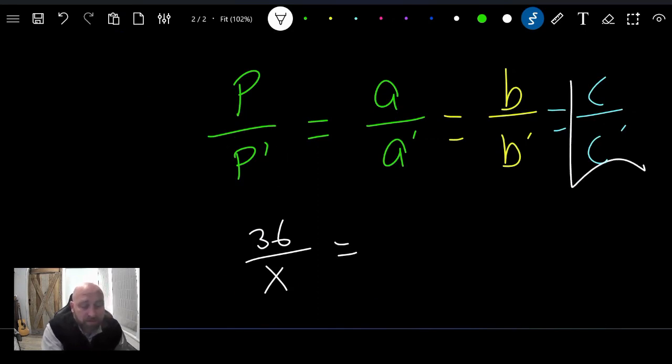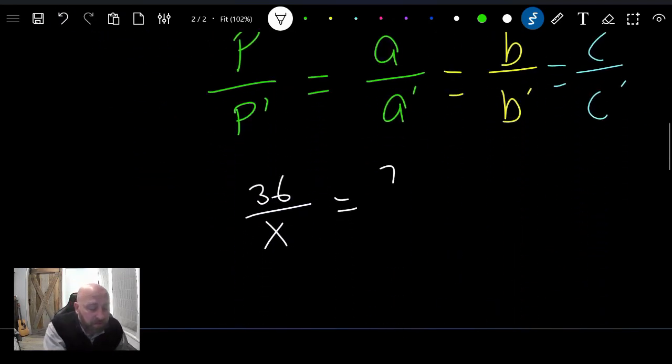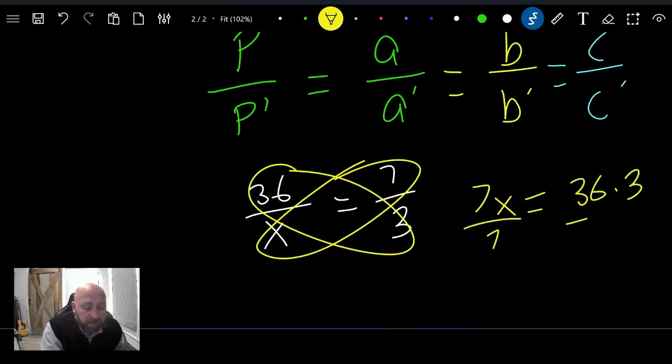Equals, and that was the C one. It doesn't really matter. Any side would work there. And it's 7 to 3. So we go 7 to 3. And then we would just go ahead and solve that out. So 7x equals 36 times 3. And then divide both sides by 7, and you'd get x equals, and then we can figure that out.